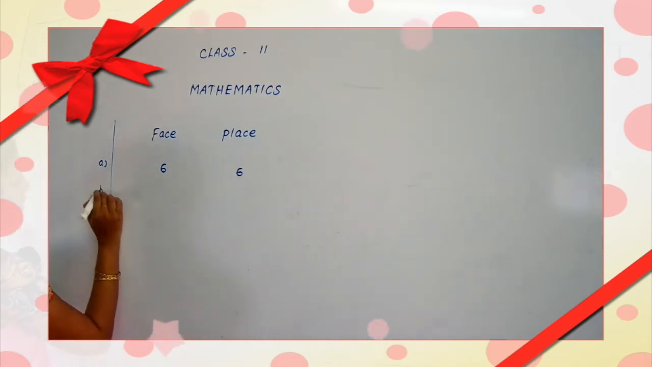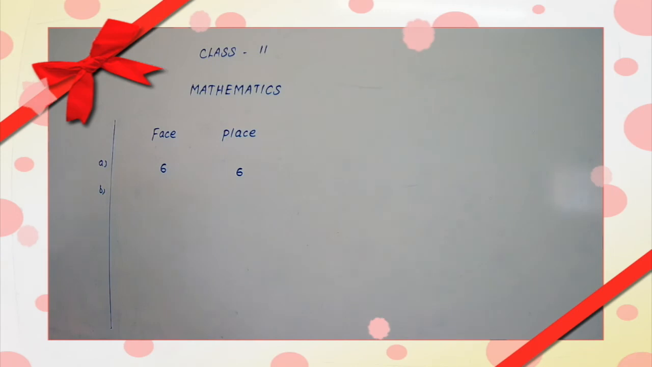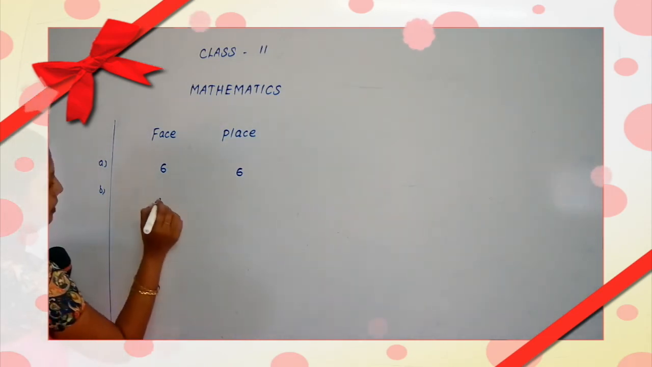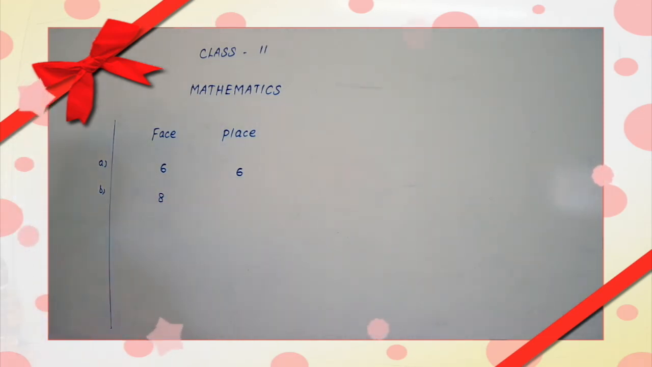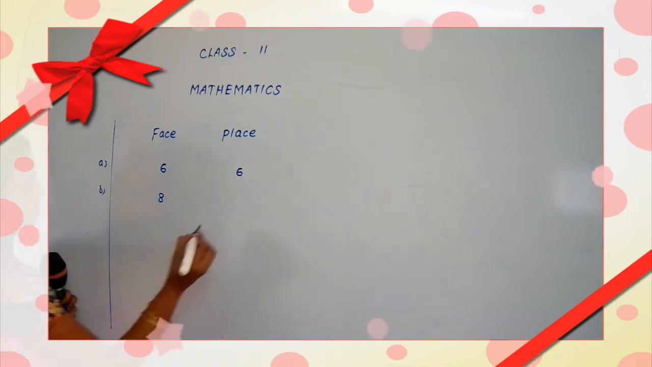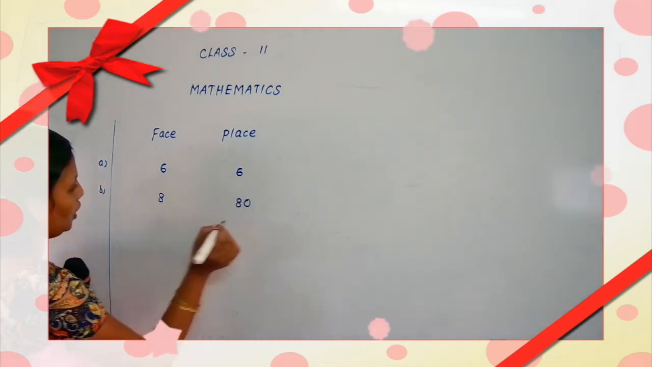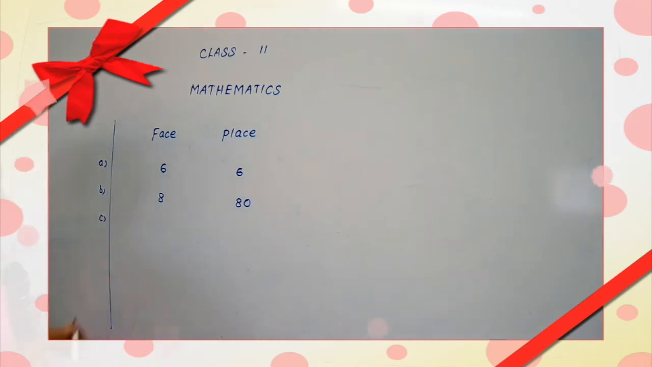Okay, then you see the second one, B, 87. Yes, 87. Which number is underlined? 8. Okay, that 8 you take and write as the face value. The place value is 80. 8 is in the tens place. Yes, 8 is in the tens place. So you write 80.